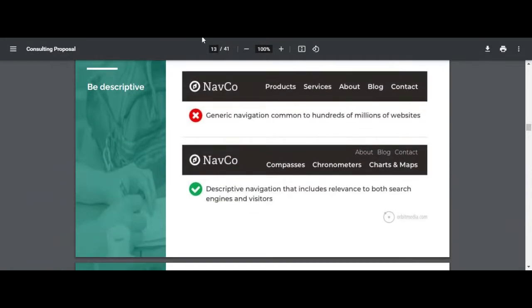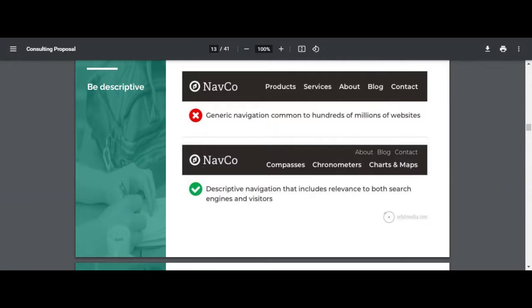Okay, so one of the rules is to be descriptive of what the products are. I'm using the PowerPoint from Sarah as well. Sarah has taught this class, so these are examples that she's found. Navco, generic navigation common to hundreds of millions of websites: product, services, about, blog. Okay, so perhaps this below it encompasses compasses, chronometers, charts, and maps. I think what the critique was, why not really just put your products, right?